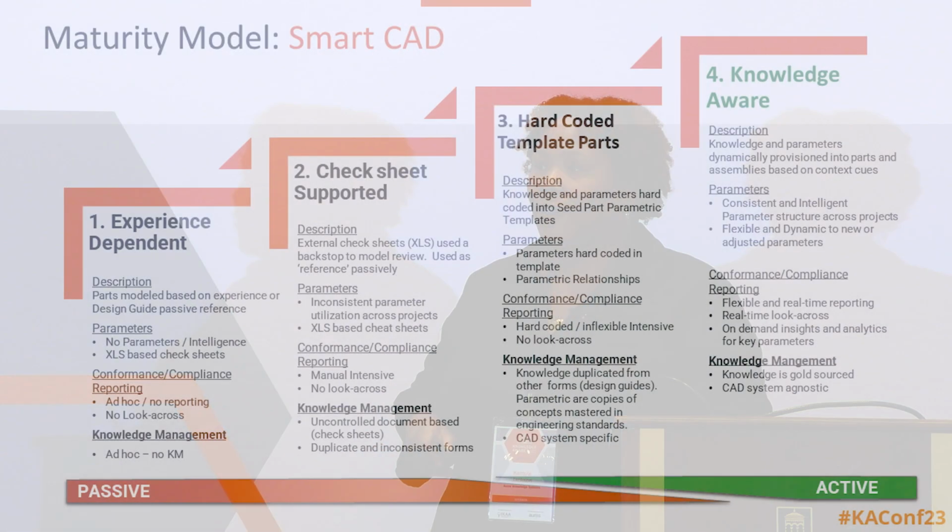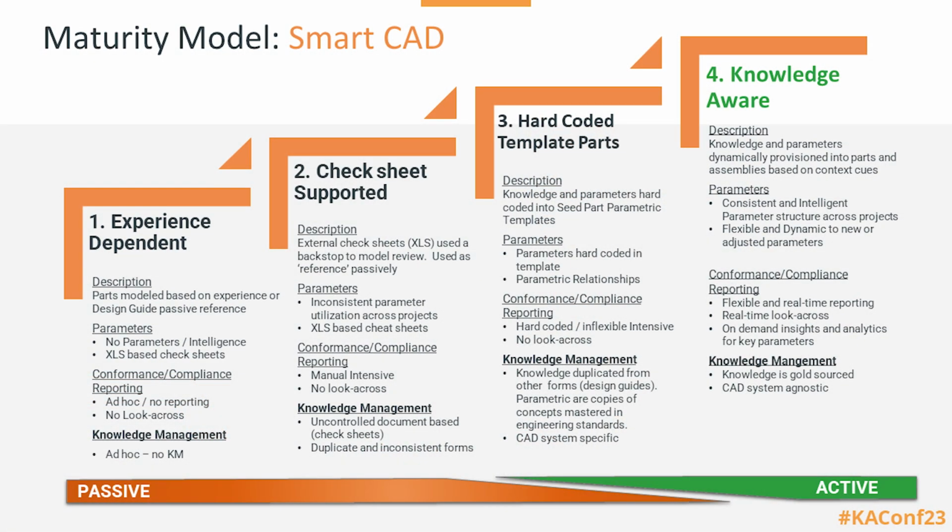And so now we're at our final level of maturity, which is knowledge aware, where we're using our knowledge actively in the designing process. Here you have knowledge and parameters that are dynamically provisioned in the parts and assemblies based on context clues. So what does that mean? You give context to your part, and by that context, it pulls the knowledge that's necessary to those designs right there in your model and in your knowledge management software.